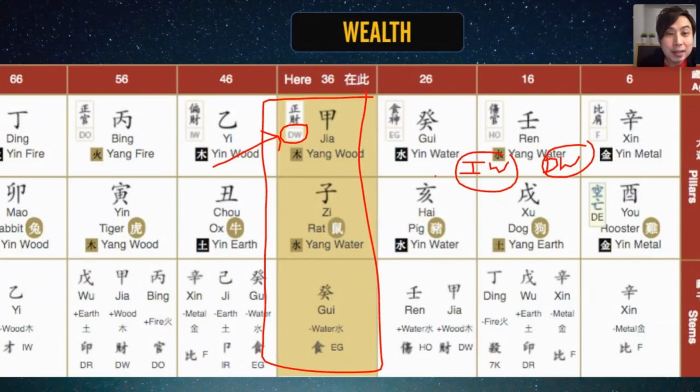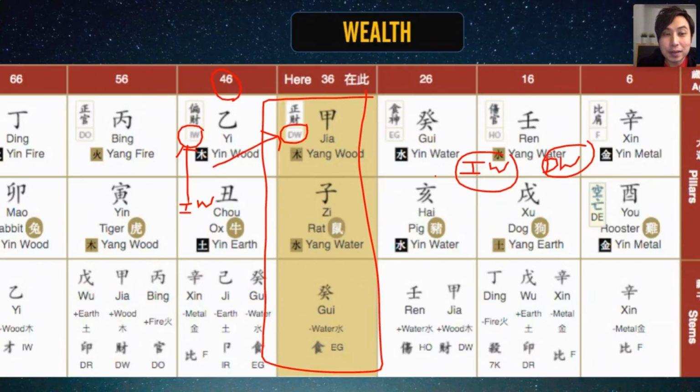Now let's say this person asks about the next luck pillar. Then we need to look at the 46. Do you see an IW here or not? Yes, this is IW, right? Which means he is also going through wealth luck.